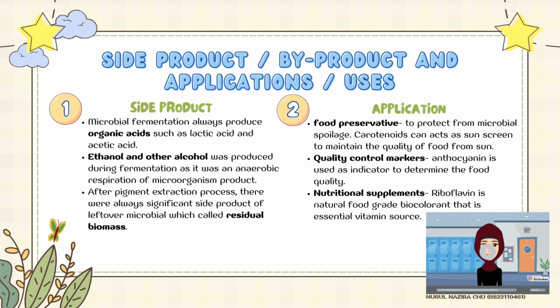After that, the applications of biocolorant. First, it can act as a food preservative. It is to protect against microbial spoilage. For example, carotenoids can act as sunscreen to maintain the quality of food from the sun. Next, it can act as quality control markers. For example, anthocyanin is used as an indicator to determine food quality. Last but not least, nutritional supplements. For example, riboflavin is a natural food-grade biocolorant that is an essential vitamin source.